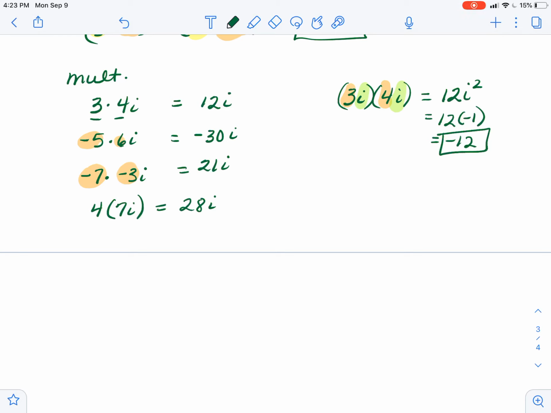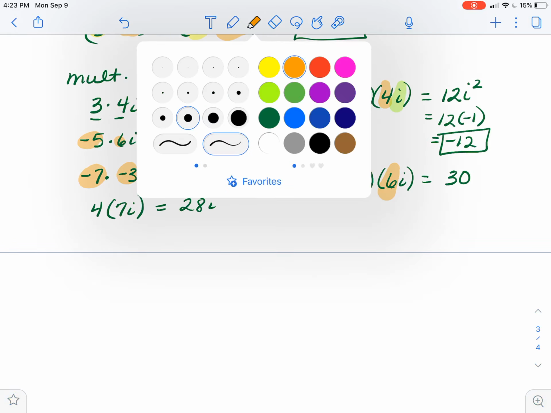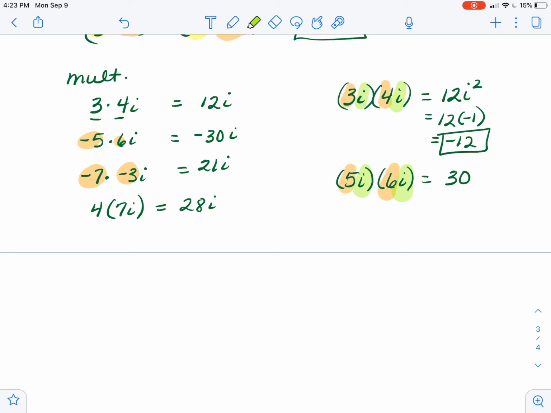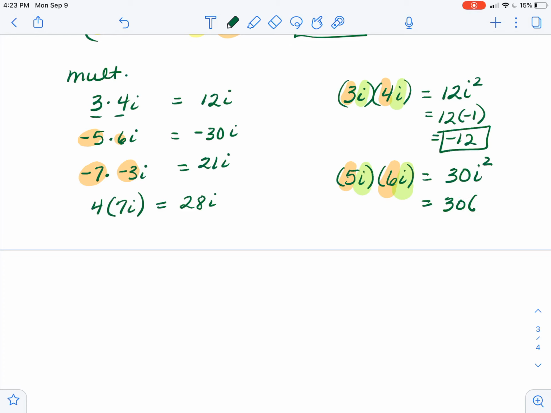Hash that out a little bit, see what you think. Okay, let's do another one. 5i times 6i. Okay, so again, when I look at it, 5 and 6 are my real numbers. That's going to give me 30. I've got I and I, which gives me I squared, but I squared is a -1, so I get a -30. Okay? Again, you're going to practice some of those.